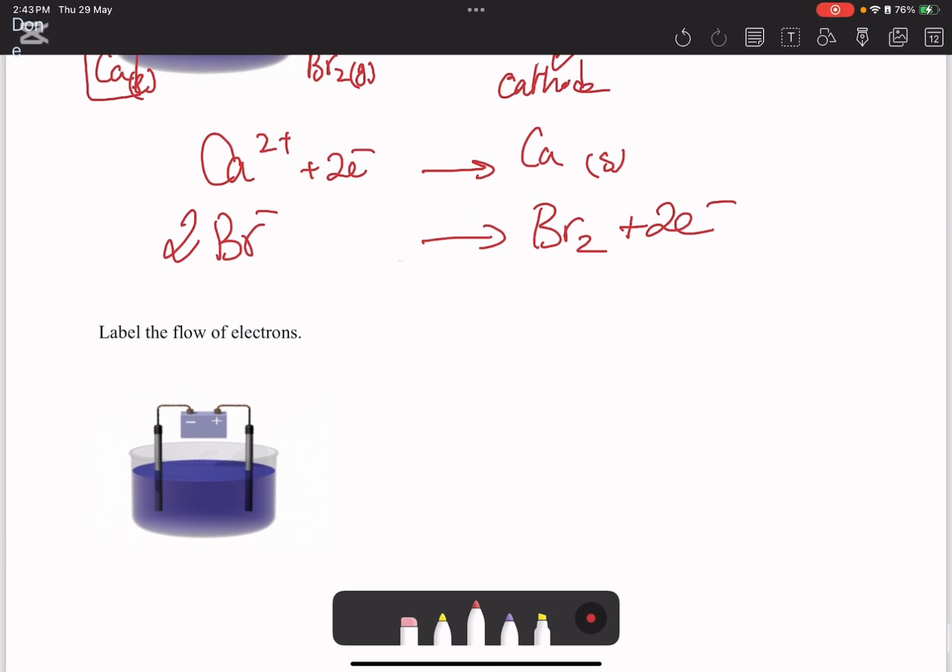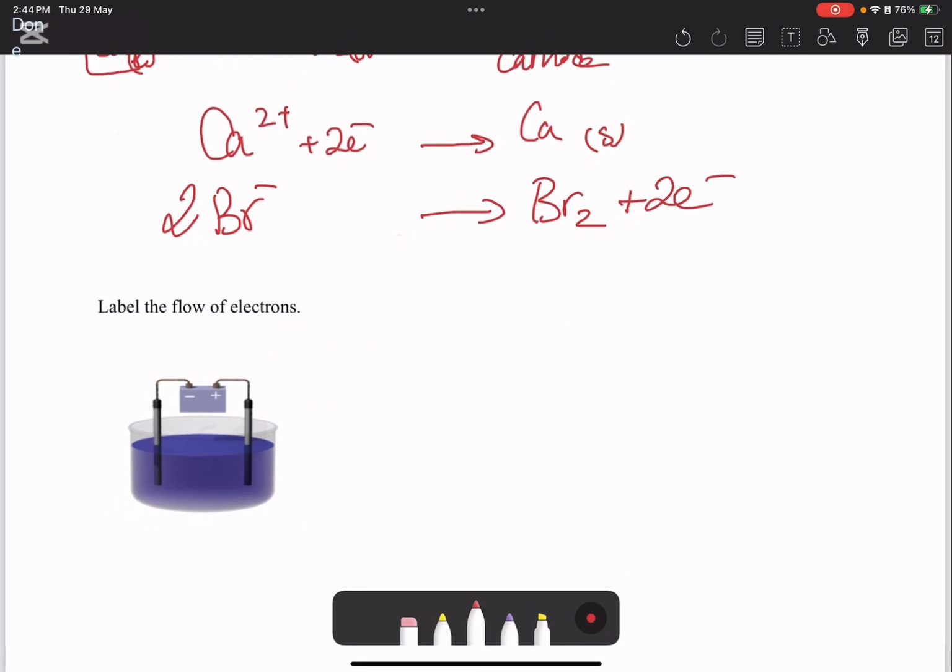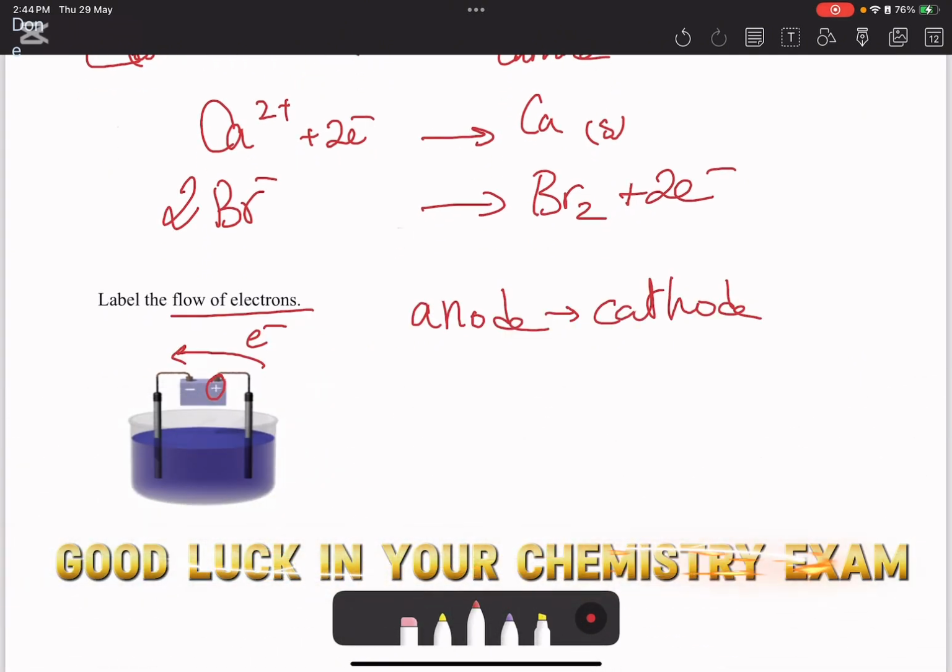Label the flow of electrons. Now, whether it is an electrolytic cell or a galvanic cell or a voltaic cell, the electrons always flow from anode to cathode. Remember, in the electrolytic cell, anode is the positive electrode. So the electrons flow from anode to cathode. And that's it. Thank you.